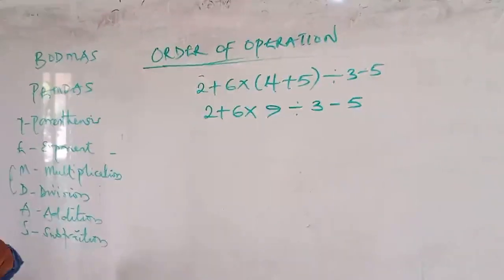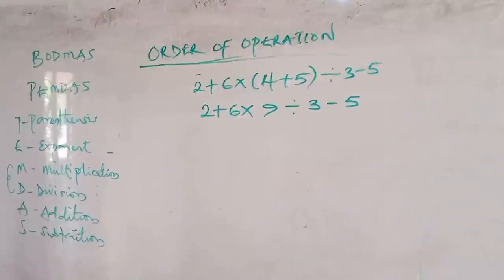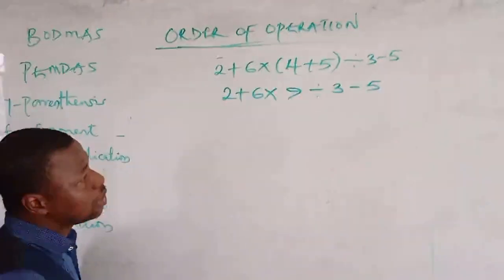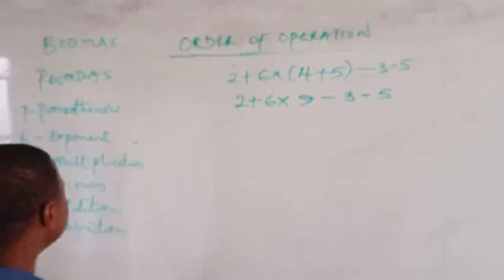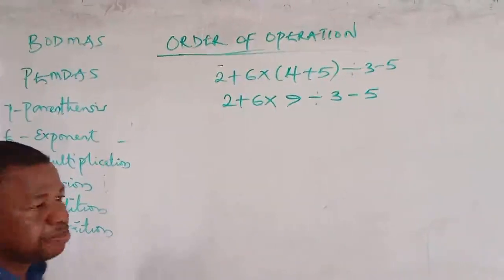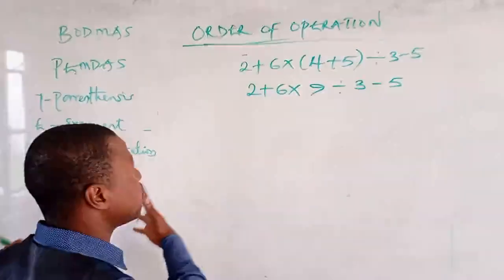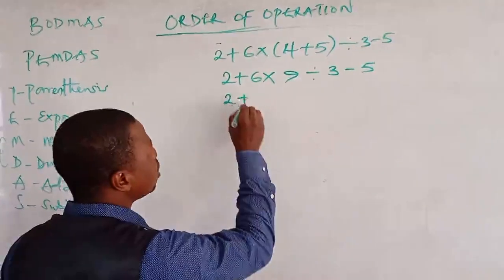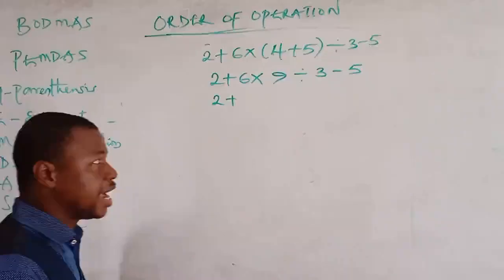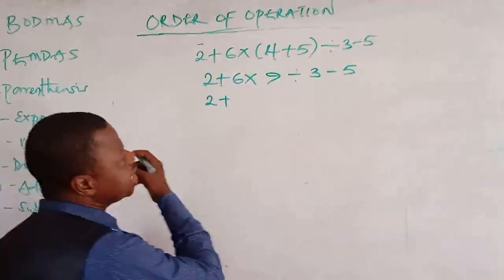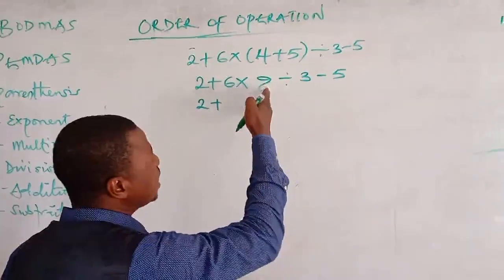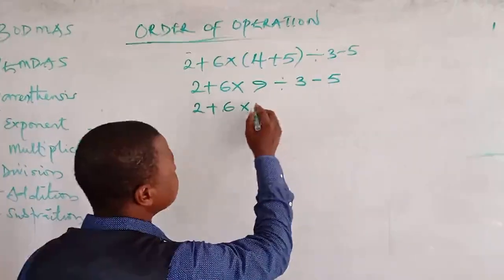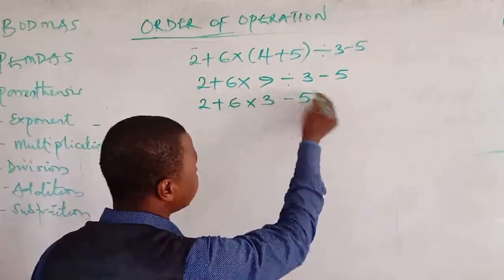Next, we have exponent. There is no raised to the power. Then we have multiplication and division. So, like I said, you can interchange multiplication and division depending on which one is coming first, from left to right. So, 2 plus 6 multiplied by 9, or we can decide to say 9 divided by 3. 6 multiplied by 9 divided by 3, that is 3 minus 5.